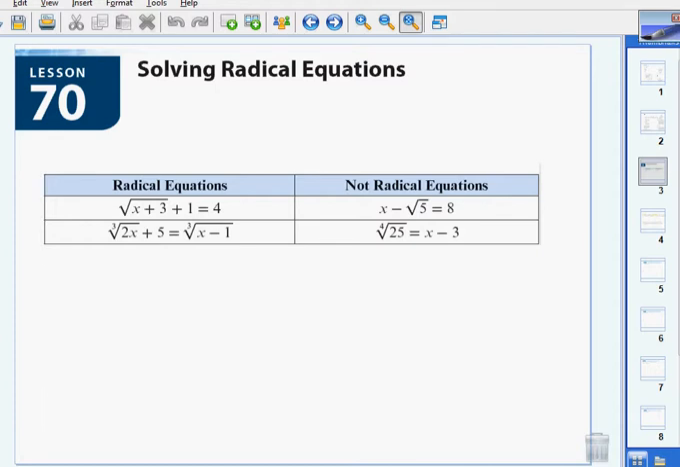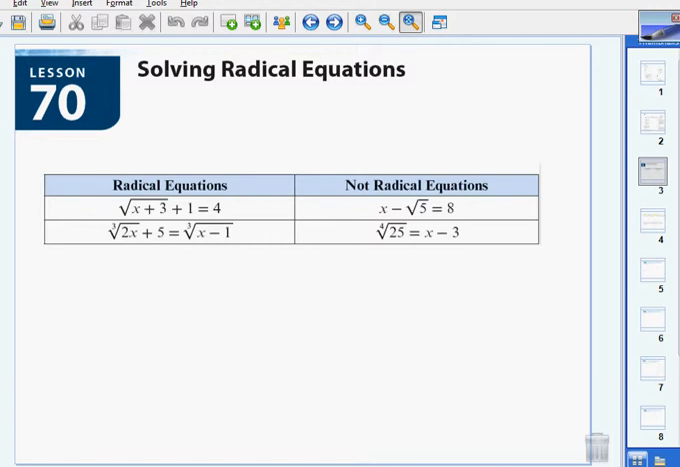Okay, so lesson 70 is about solving radical equations. What I want you to notice right from the beginning is that in order to be considered a radical equation, the variable is under the radical. That's an important distinction between radical equations and not radical equations.